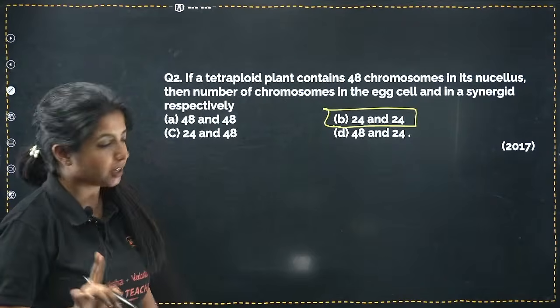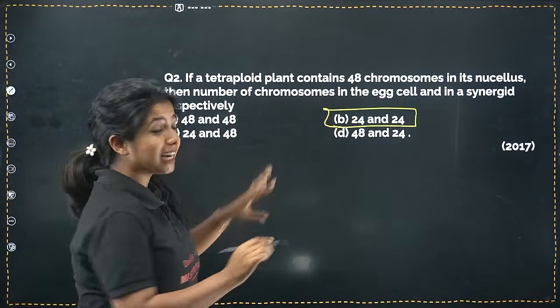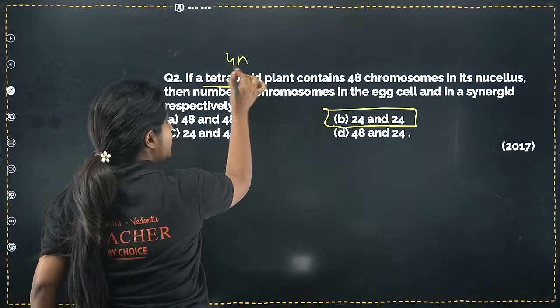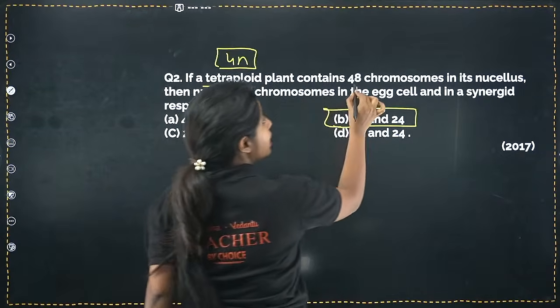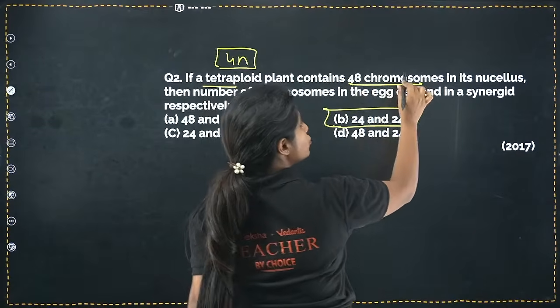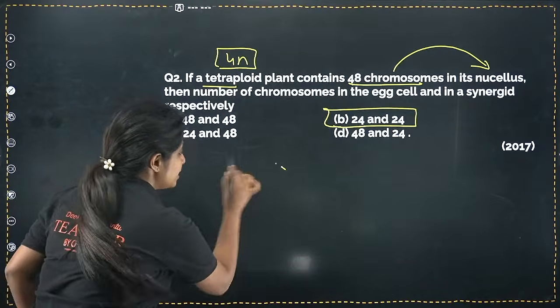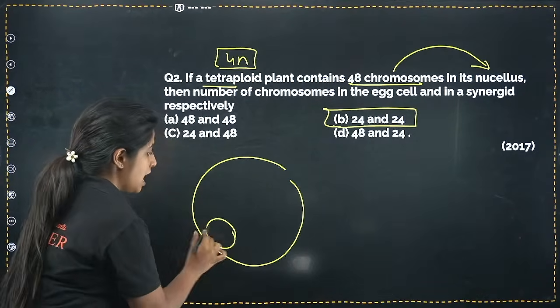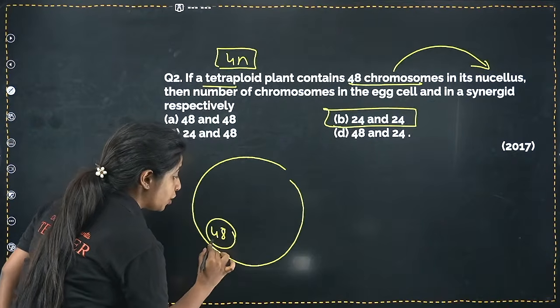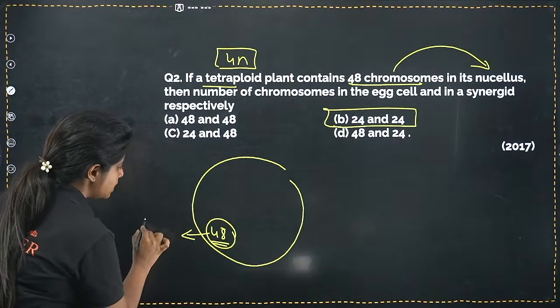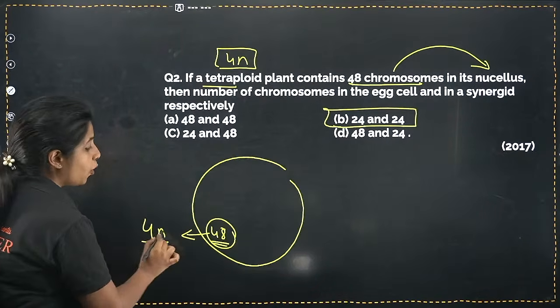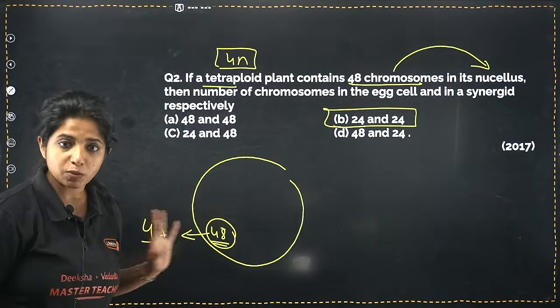Listen, let's decode it. If a tetraploid plant, tetra means what? 4. It is a 4N plant out there. It contains how many chromosomes? 48 chromosomes. In what? In the nucellus. Nucellus is a normal cell out there, and when we say that a normal cell has 48 chromosomes, and it's a tetraploid plant, so 4N is equal to 48 is what we understand.